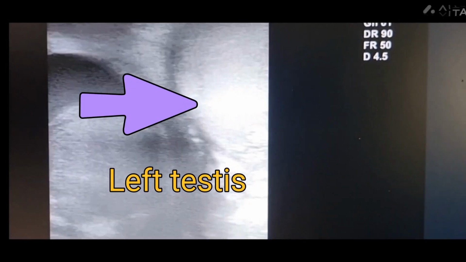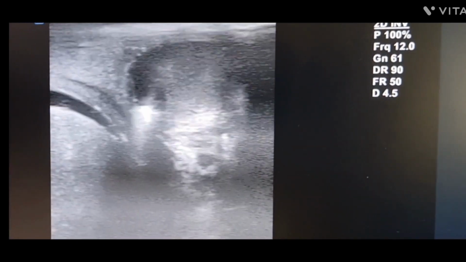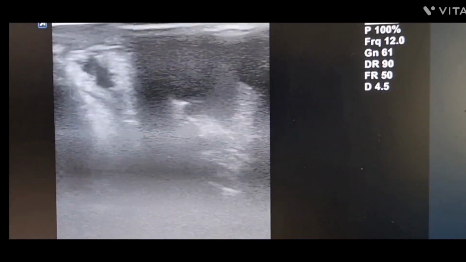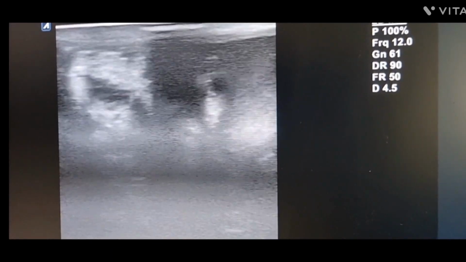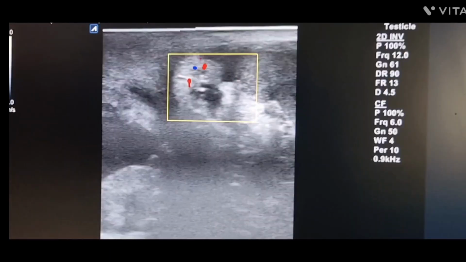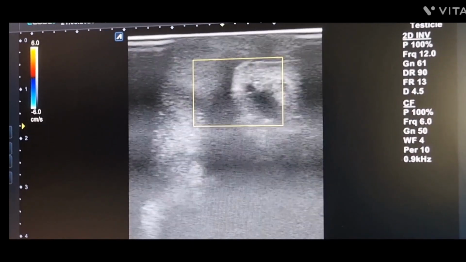And we see that on the left side, the testis, epididymis and spermatic cord show similar characteristics, but in a milder form than the right side. That is, increased vascularity and edema in the left side spermatic cord and epididymis. We see here mildly increased vascularity in the epididymis and spermatic cord.